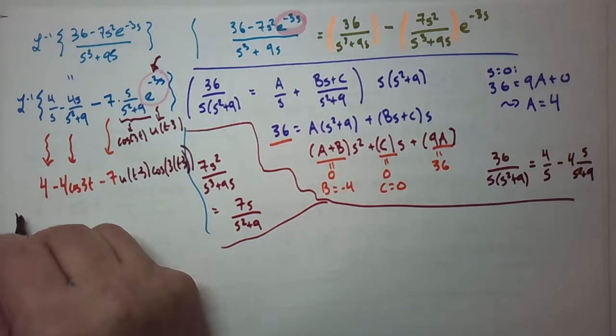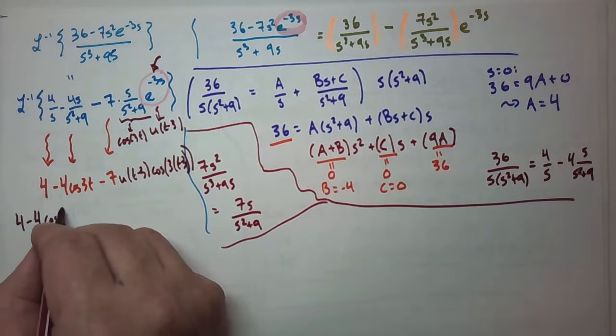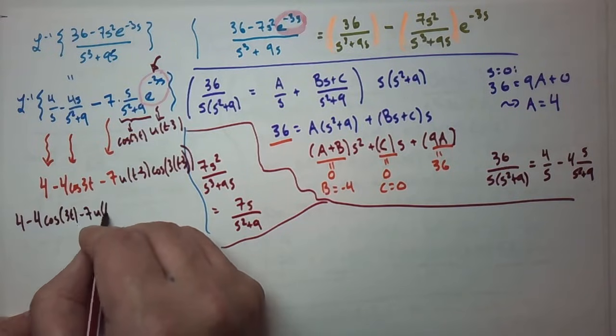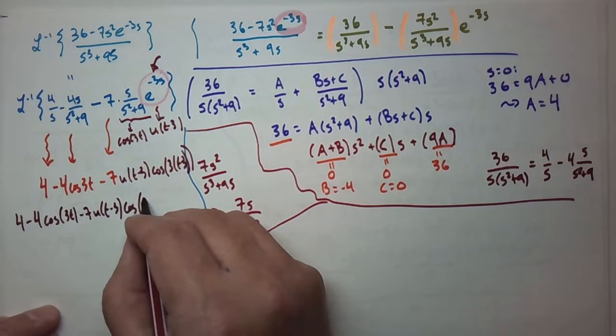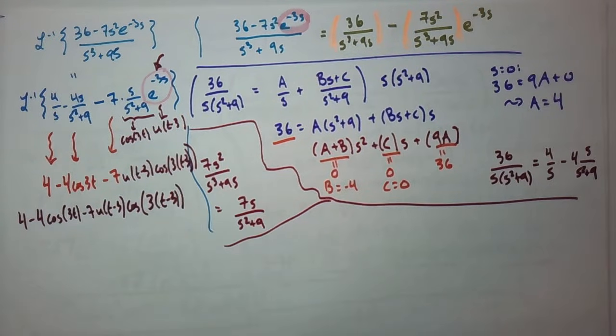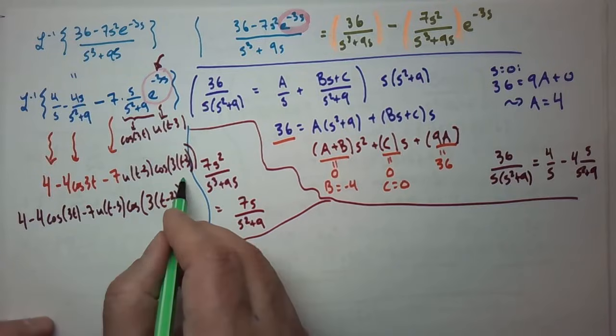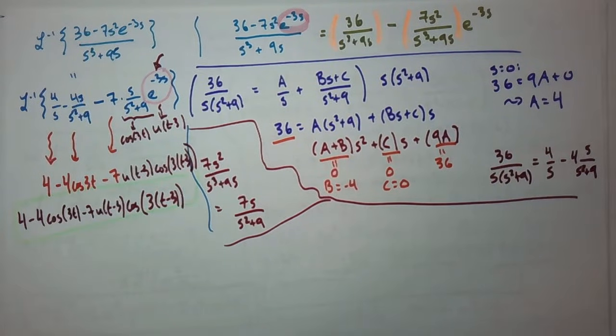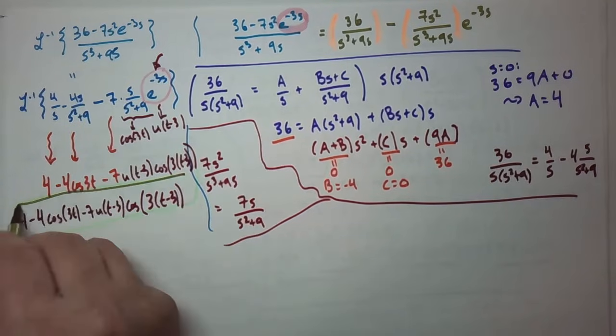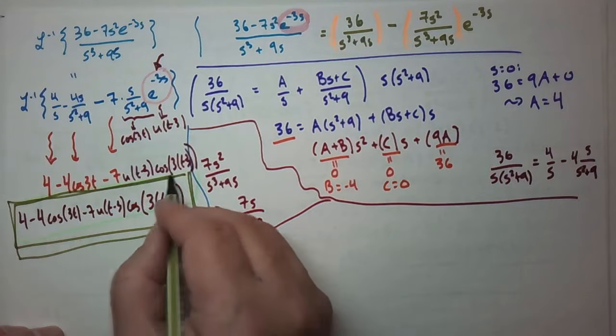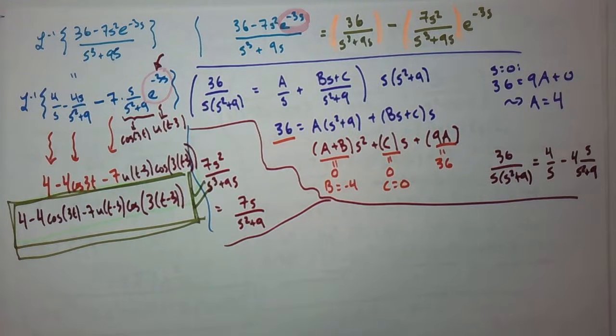That's not legible, so I'll write this again. So 4 minus 4 cosine 3t minus 7 u of t minus 3 cosine 3 times t minus 3. So exponential function signals shift. So it's the shifted version of cosine 3t, shifted over, so you start at time t equals 3. All right. Now what? Yes, box it. We're done. And we probably should use the color that shows up more. Aha! We're done. We can even put a double box, put some check marks next to it if we wanted to. All right. Good. Any questions?